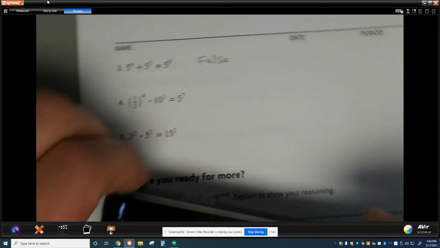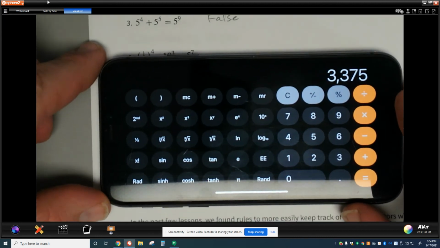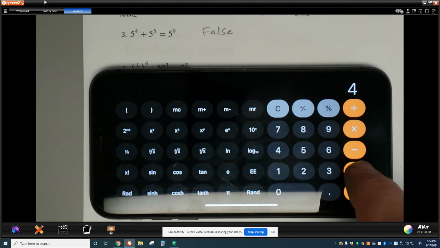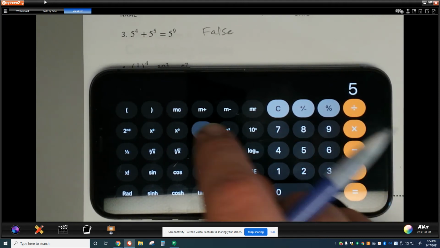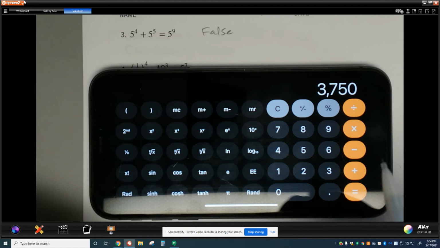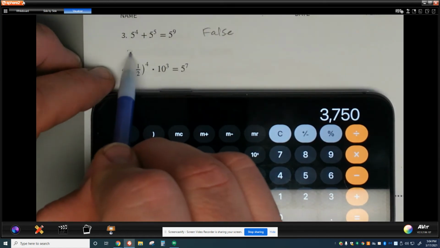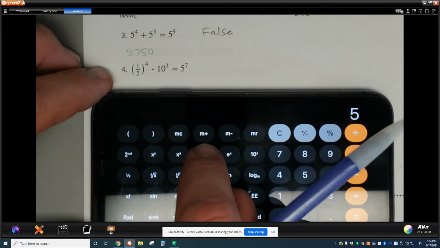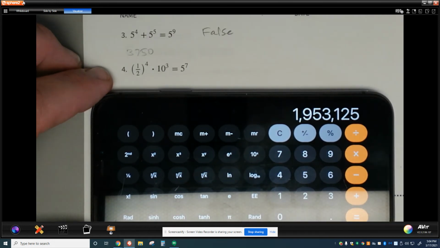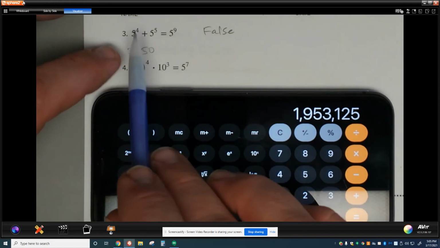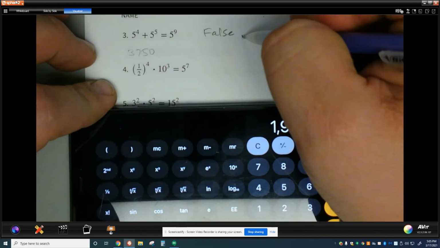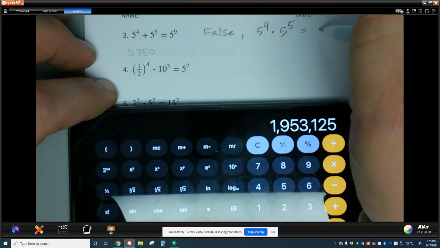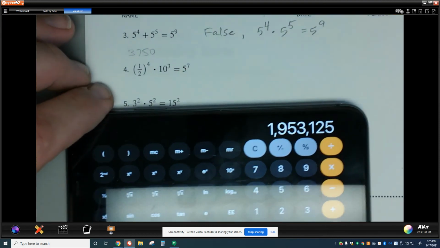let's bring this calculator back up. 5 to the 4th power plus 5 to the 5th power is equal to 3,750. And 5 to the 9th power is equal to over 1 million. So clearly this is not a true statement. But if I just simply changed it, 5 to the 4th times 5 to the 5th is equal to 5 to the 9th. Now it's a true statement.